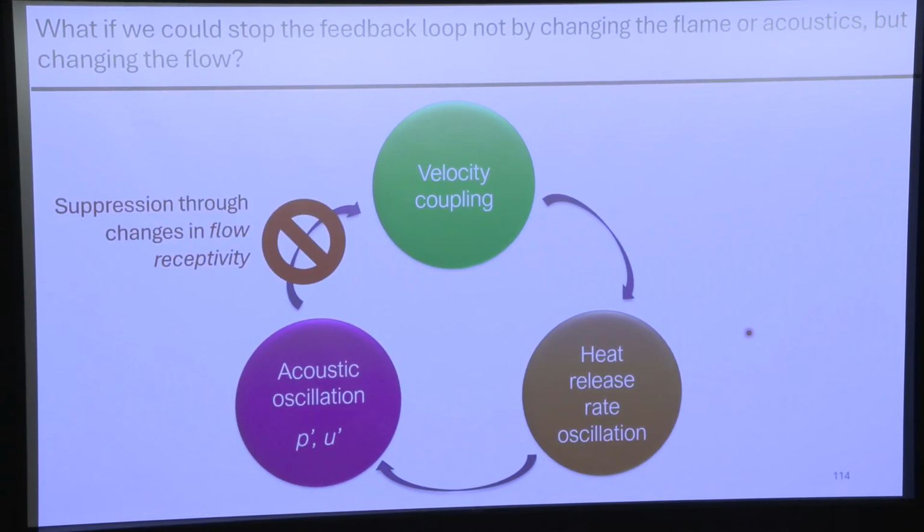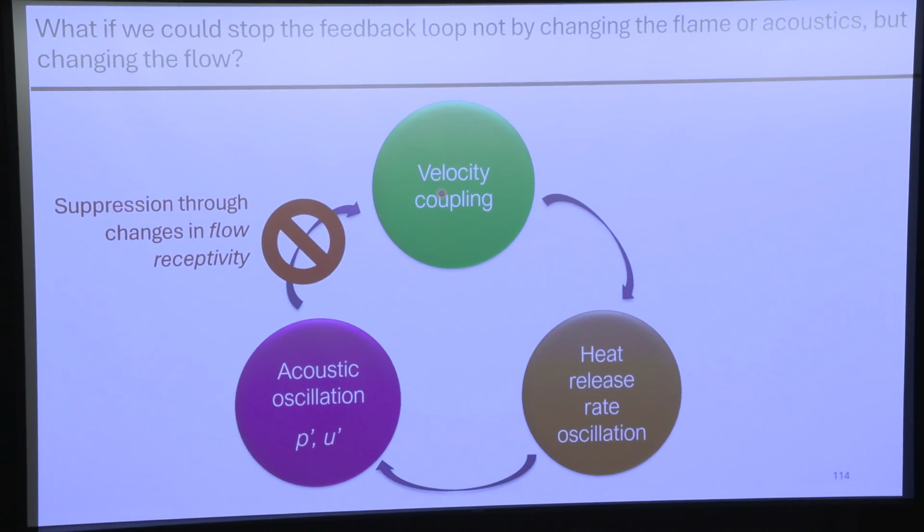And so in particular, what we are looking at is how do you break the coupling between acoustics and the velocity fluctuations that come from the acoustics by suppressing the receptivity of the flow field. And so instead of trying to change the flame location, damp out the acoustics, whatever, you basically just design a flow that doesn't respond to the acoustics, so you don't get any velocity fluctuations, so you don't get any flame fluctuations. We happened upon this accidentally.